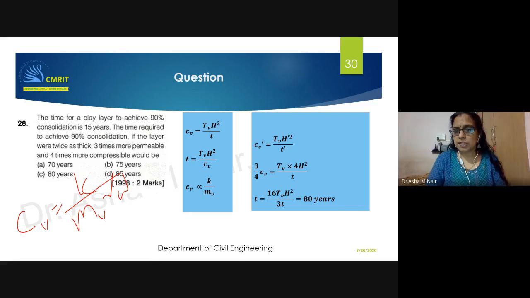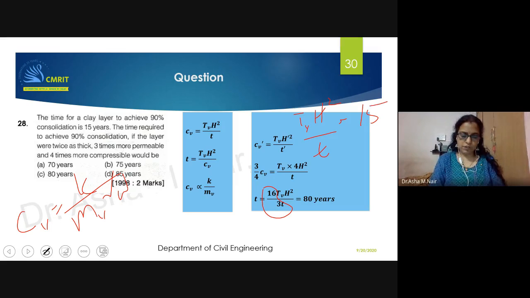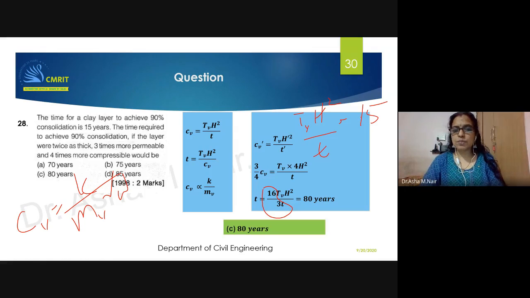So please note, if you look at this term, what is the remaining term? Tv into h squared by Cv, you already have the answer for that. What is that? 15 years. So 15 into 16 by 3, it is 80 years. So the answer is going to be 80 years.